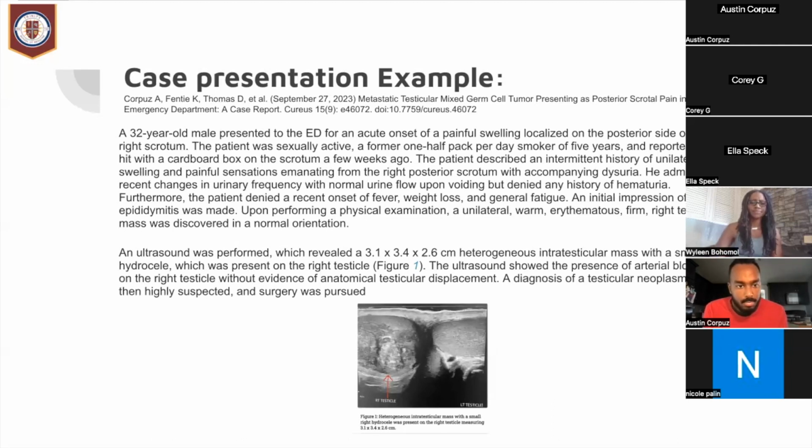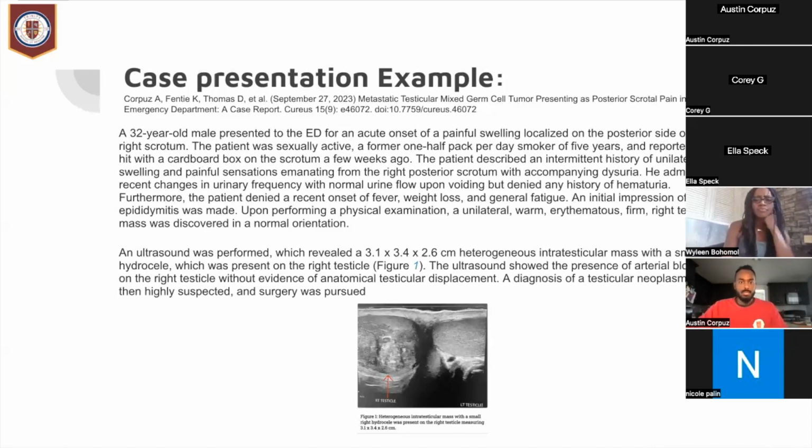So for my case presentation, a 32-year-old male presented to the ED for an acute onset of painful swelling localized to the posterior side of the right scrotum. The patient was sexually active, a former smoker, and reported being hit in the testicles or scrotum with a cardboard box a few weeks ago. The patient described an intermittent history of unilateral swelling and painful sensation emanating from the right posterior scrotum. He admitted to recent changes in urinary frequency, but had normal urine flow upon voiding, and denied any history of hematuria. Furthermore, the patient denied any recent onset of fever, weight loss, or general fatigue. The initial impression of acute epididymitis was made.